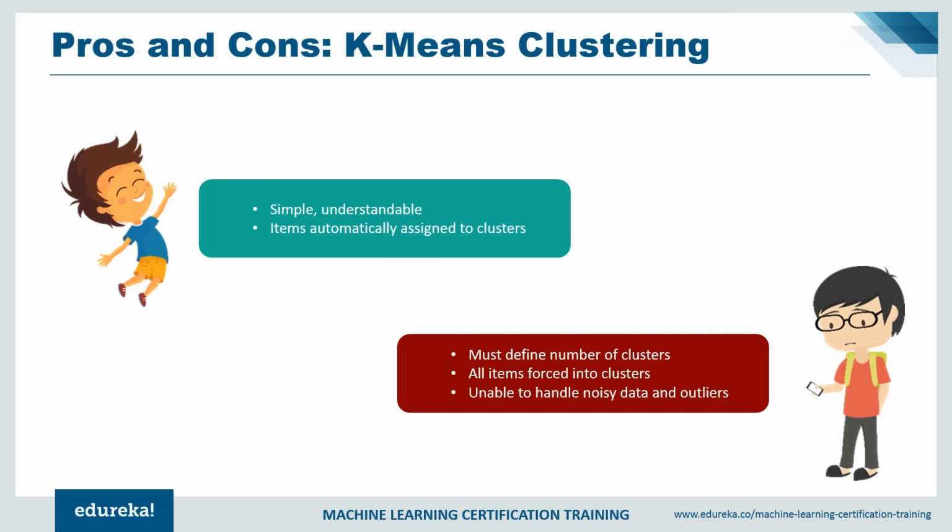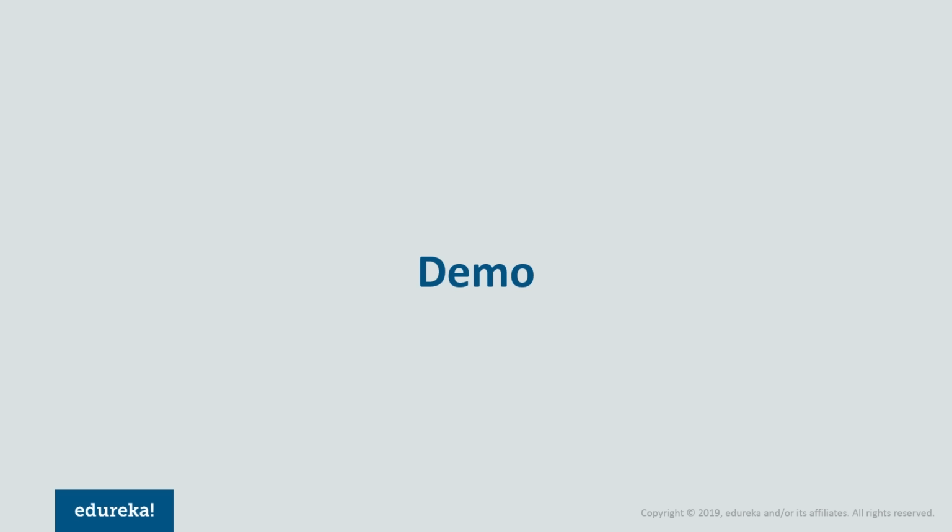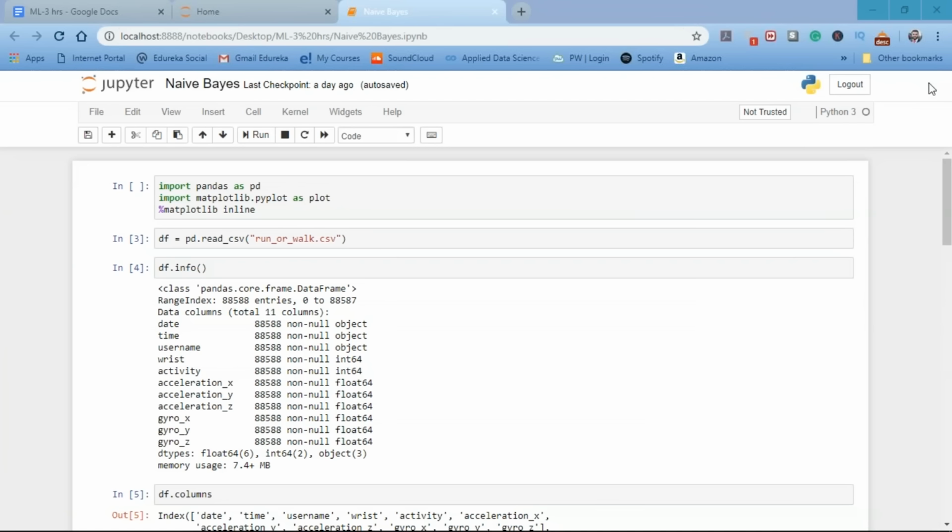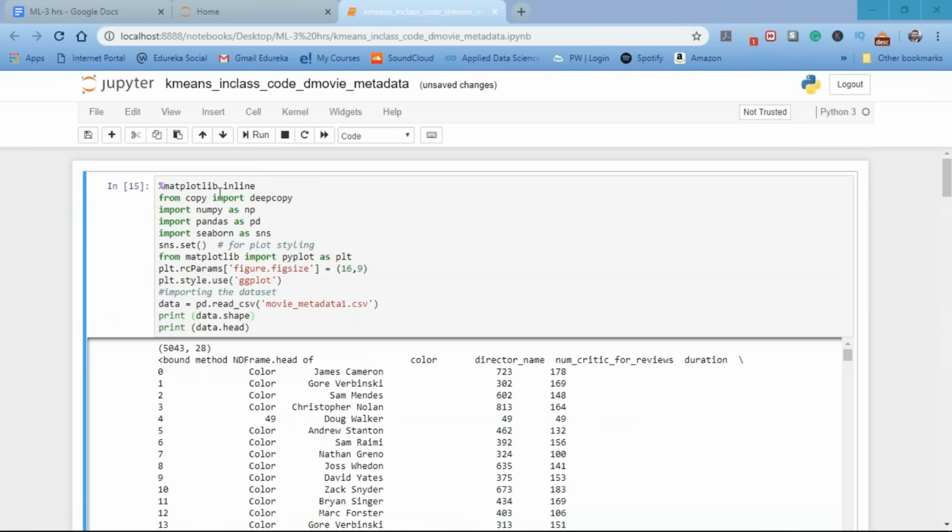So what we're going to do now is use k-means clustering for the movie data set. So we have to find out the number of clusters and divide it accordingly. The use case is that first of all, we have a data set of 5,000 movies, and what we want to do is group the movies into clusters based on the Facebook likes. So guys, let's have a look at the demo here.